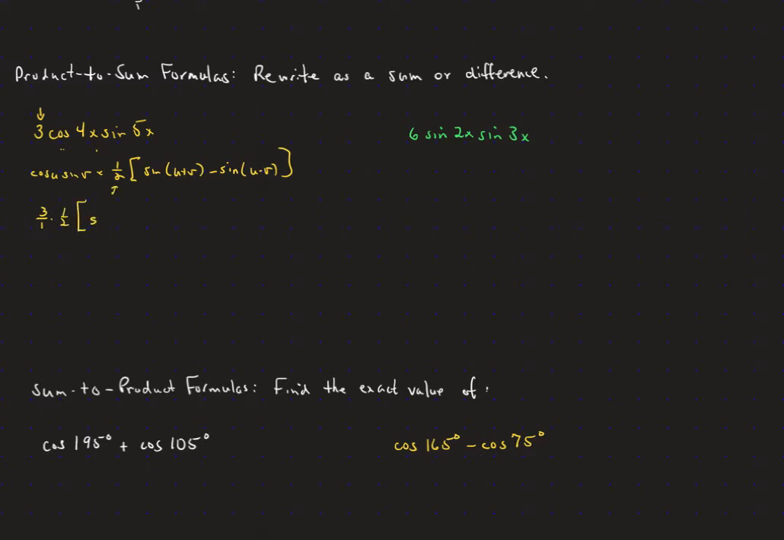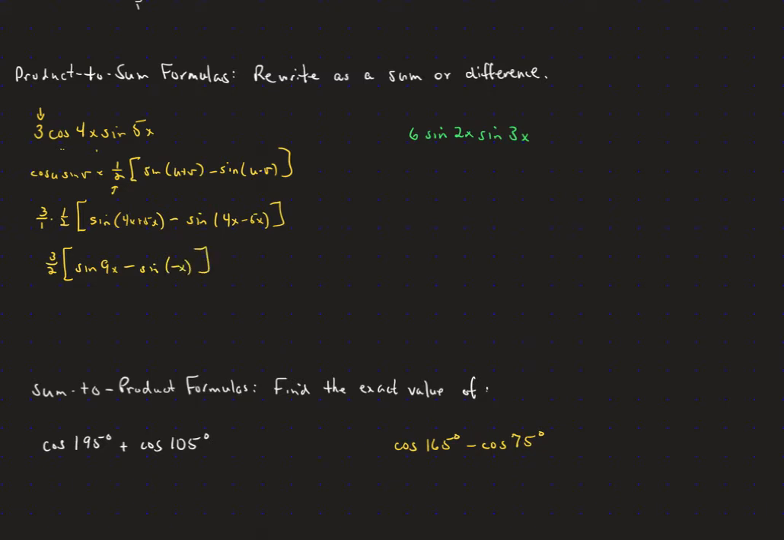And then we're going to get the sine of u plus v is going to be 4x plus 5x, and the u minus v is going to be 4x minus 5x. So that looks like 3/2 times the sine of 9x minus the sine of 4x minus 5x, which is negative x.